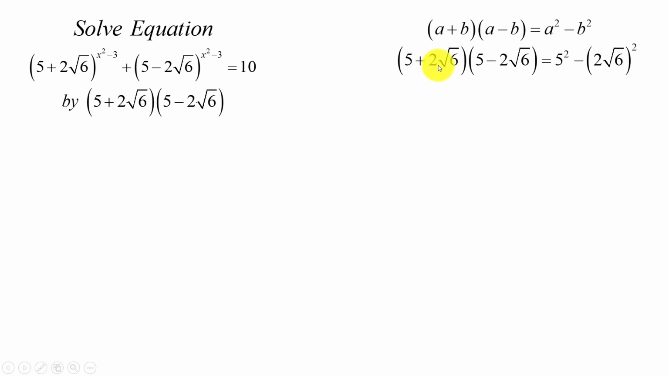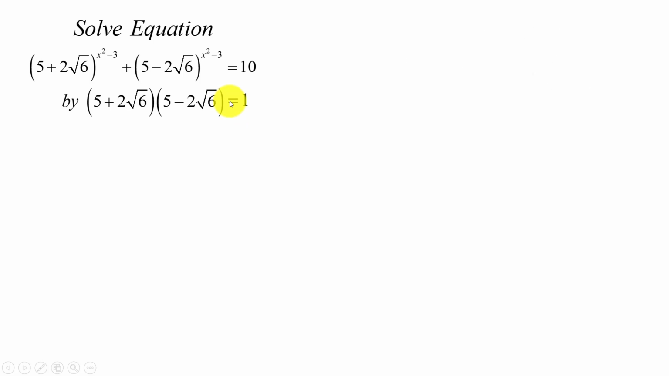So 5 plus 2 square root 6 multiplied by 5 minus 2 square root 6, we get 5 squared minus (2 square root 6) all squared. And 5 squared equals 25 and (2 square root 6) squared equals 24. So we get 25 minus 24, and it equals 1. So this equals 1. That means this multiplied by this equals 1, and we can find this term or this term.